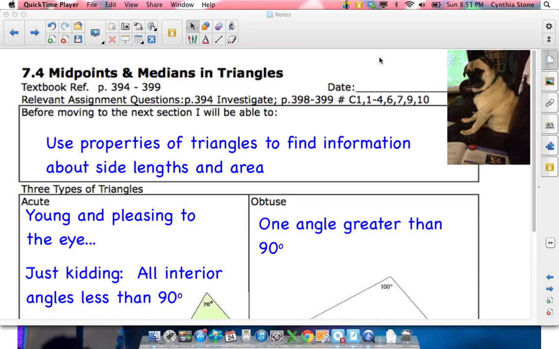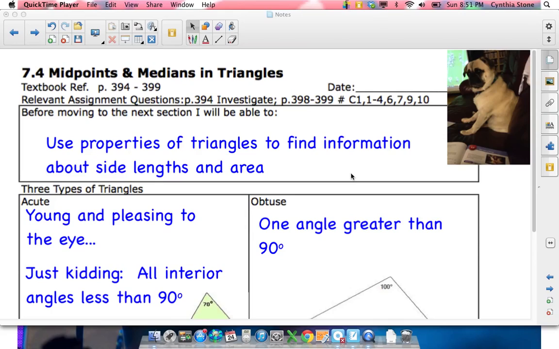8.4 in the grade 9 academic course, midpoints and medians in triangles. The goal for today's lesson is to use properties of triangles and find out everything that we can. There are lots of properties of triangles. We're only touching on the surface, but our goal is to learn a few properties of triangles and be able to solve some problems about triangles, which may seem like not such a big deal.